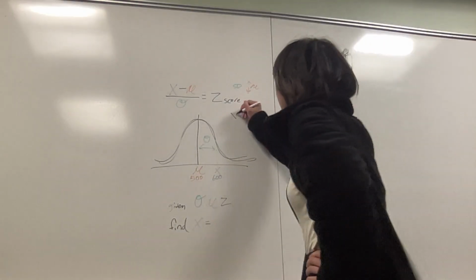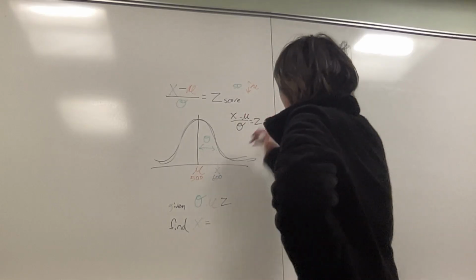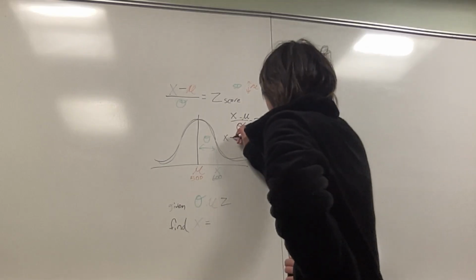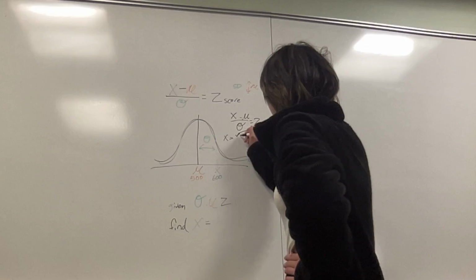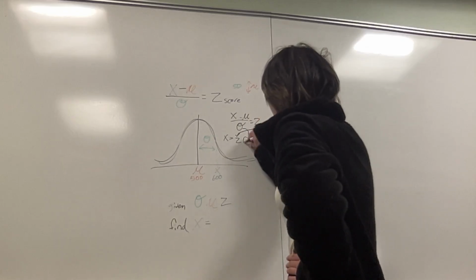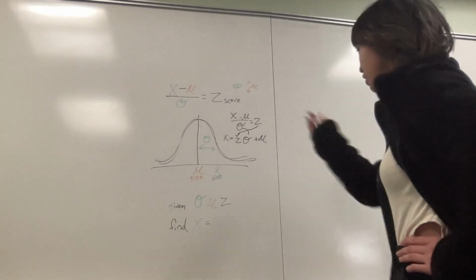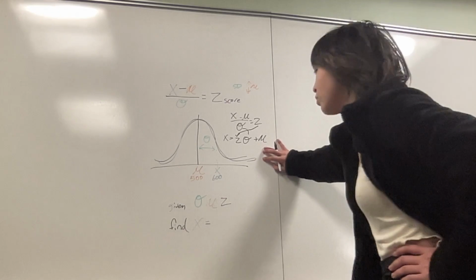Okay, so if you just had x minus mu and this equals z. But imagine you were trying to solve for x, so it would be z, then this would go here, and then you would add mu. It's like switching it around a little bit. So you'll see it like that as well.